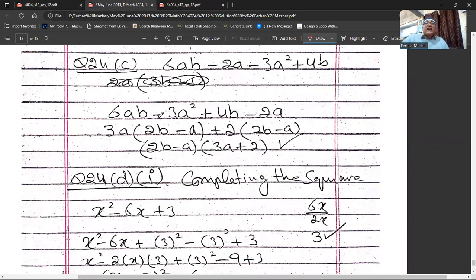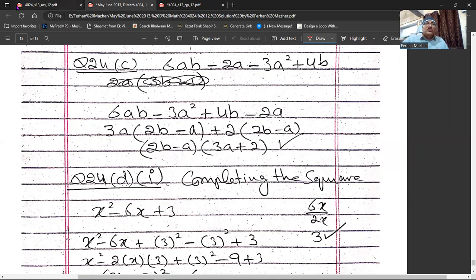So you will have 6ab minus 3a squared plus 4b minus 2a. From the first 2 terms, take the 3a common. So in the bracket, you will have 2b minus a. From the last 2 terms, take plus 2 common. So bracket 2b minus a, bracket close. From this term and this term, you can see 2b minus a bracket can be common. So from here, you will have 3a. From here, you will have plus 2.